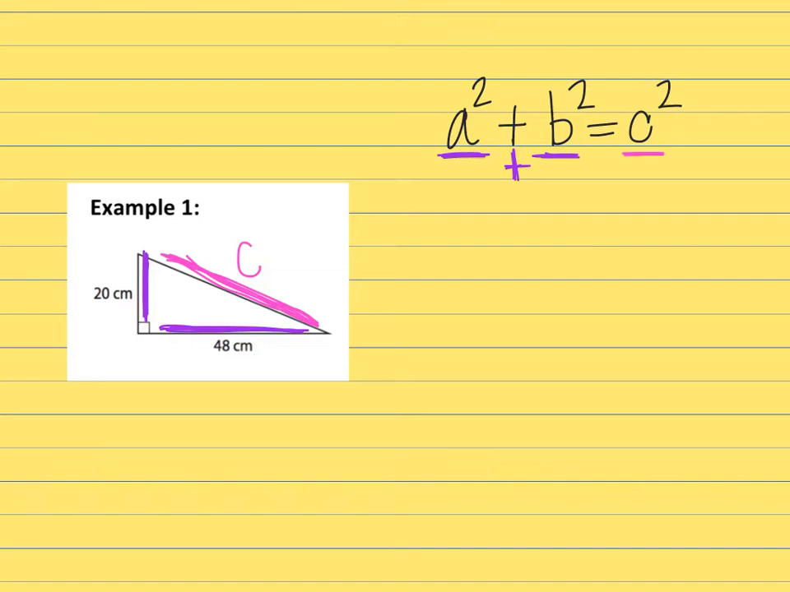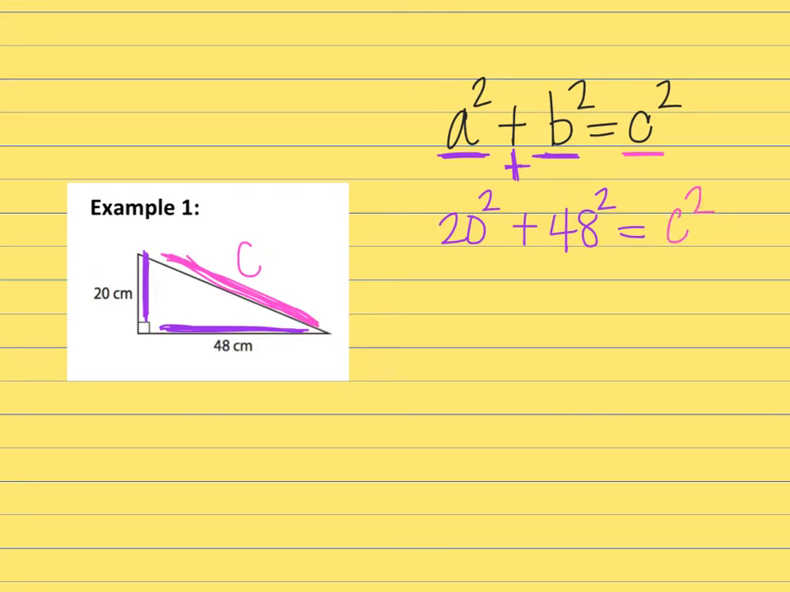Now I'm going to fill in the numbers that I know. One of the sides, it doesn't matter if it's A or B, is going to be 20. So 20 squared plus the other leg, 48, 48 squared equals C, and this is the number I don't know, so I'm just going to leave it as the variable C and write C squared.